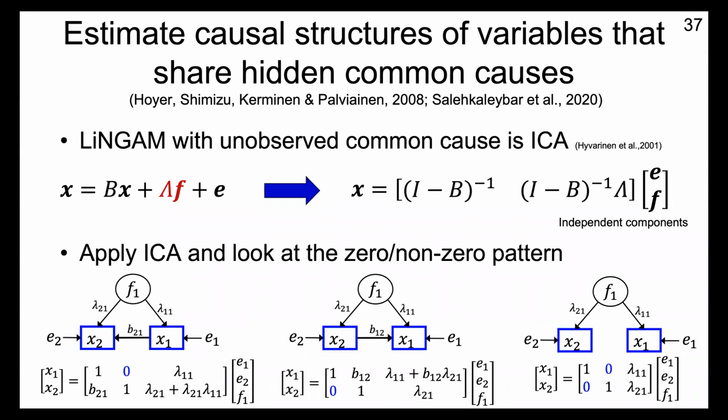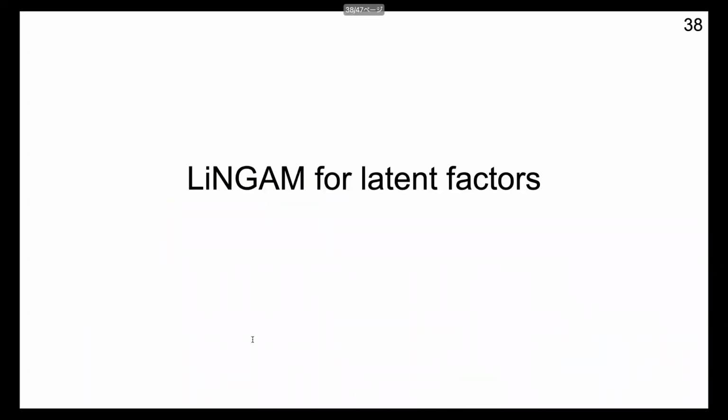This means that we first apply independent component analysis on data, and we look at the zero non-zero pattern of the elements of the estimated coefficient mixing matrix. Then we see which model the estimated zero non-zero pattern is close to. And if it is closest to the leftmost pattern, then we conclude that this model best fits the data.